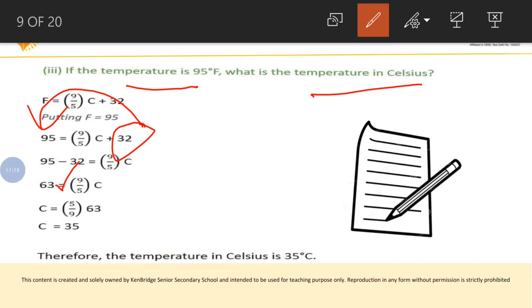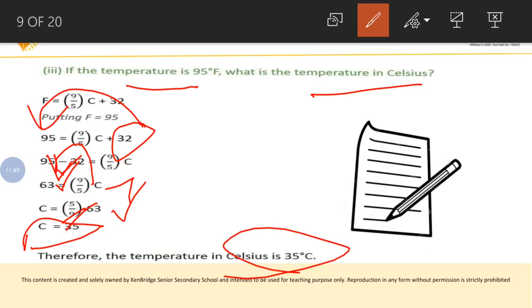And this 9 by 5, if you take it to this side, we will write it as the reciprocal, right? So 9 by 5 will be written as 5 by 9 into 63. So if you cancel 9 and 63, you will get 7, since 7 9s are 63, right? So 7 5s are 35. So the C value we got is 35. Celsius is 35 degree Celsius.